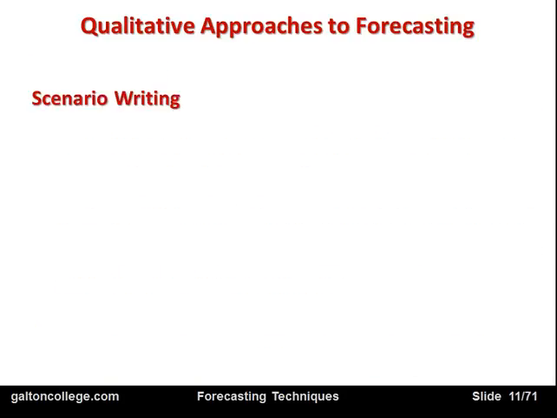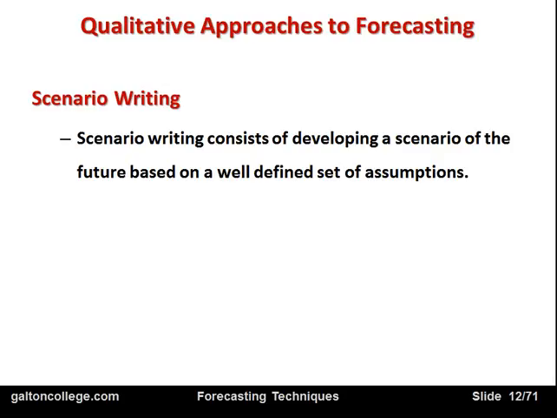Another approach to the qualitative way of thinking regarding forecasting is scenario writing. Scenario writing consists of developing scenarios for the future based on well-defined sets of assumptions. So different possibilities for the future are worked out based on certain assumptions.